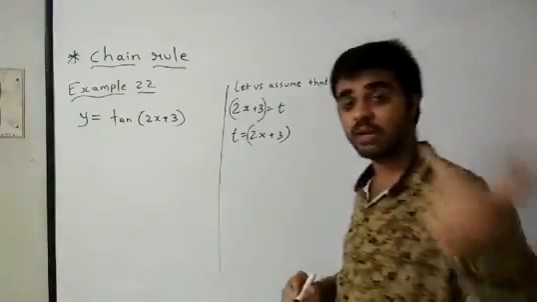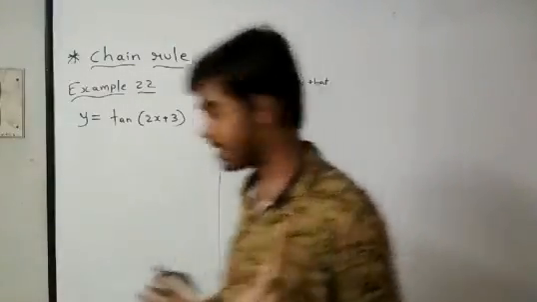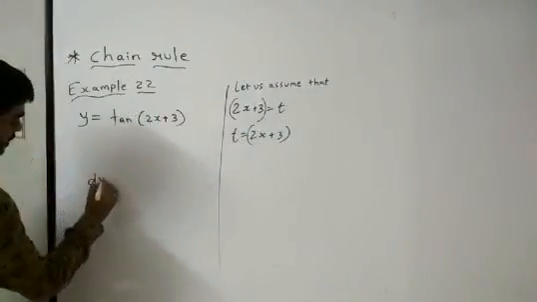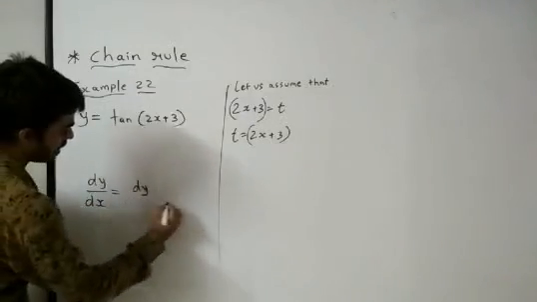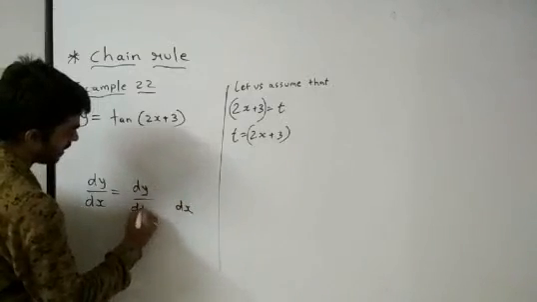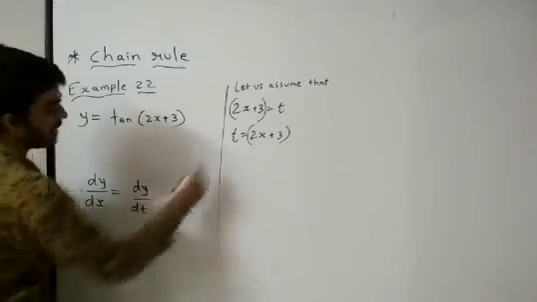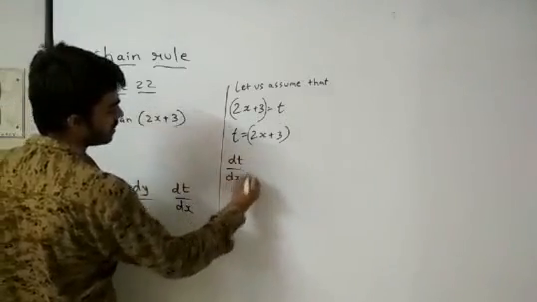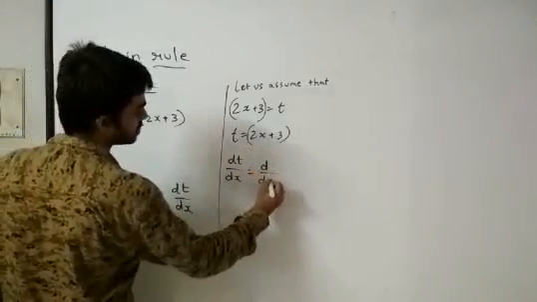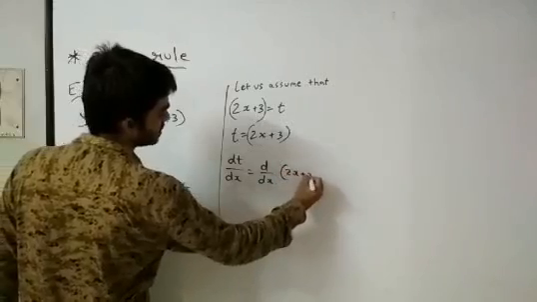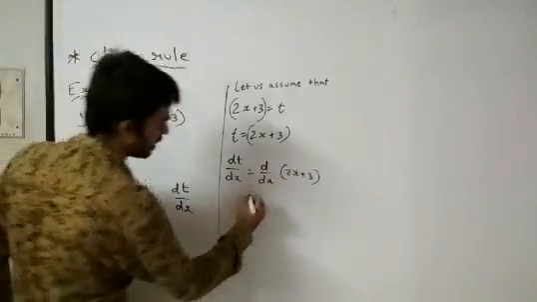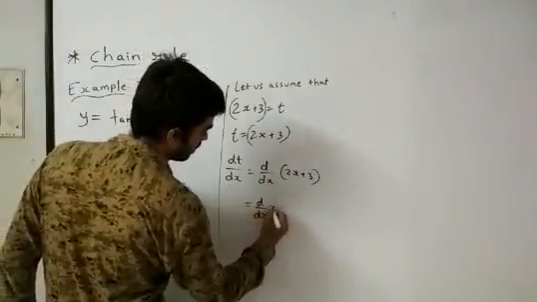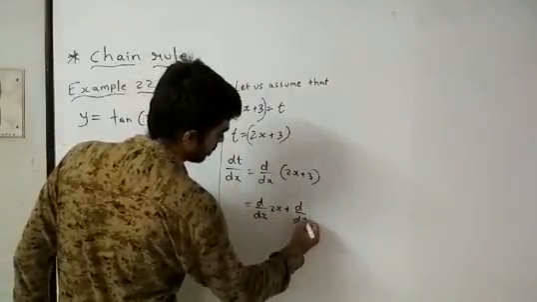Now you also know that we will require dt by dx. Let me explain again: we have to find dy by dx. So dt by dx means d by dx of 2x plus 3. So d by dx of 2x plus d by dx of 3.